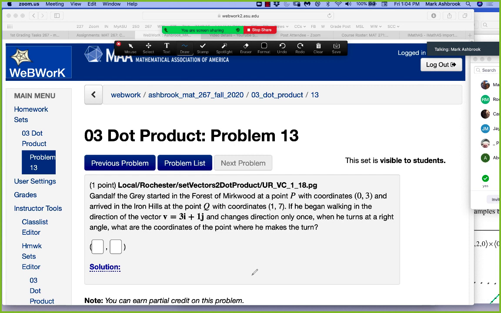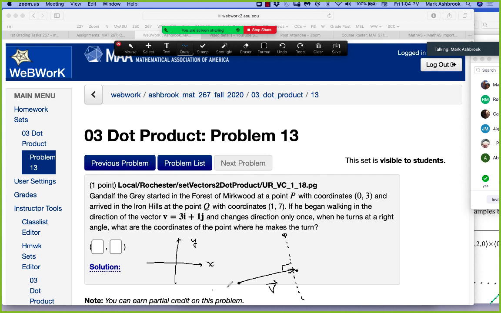So in the Gandalf problem, he starts walking along the vector 3i plus 1j, and then turns a right angle and keeps walking, and then you have to figure some things out about that. Well, lo and behold, look. That's a transformation into a new frame of reference, right? So the fact that he's walking here, he turns a right angle. So there's points involved here, vectors. But really, this is a problem that involves a transformation into a new frame of reference.